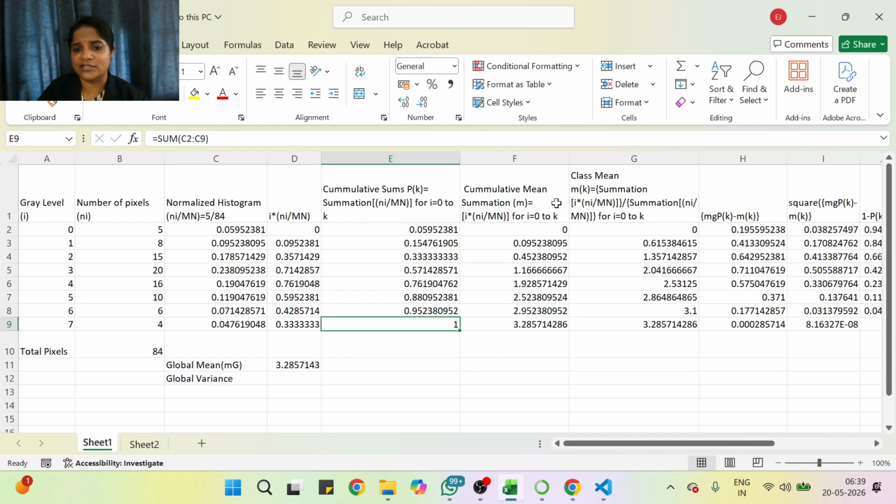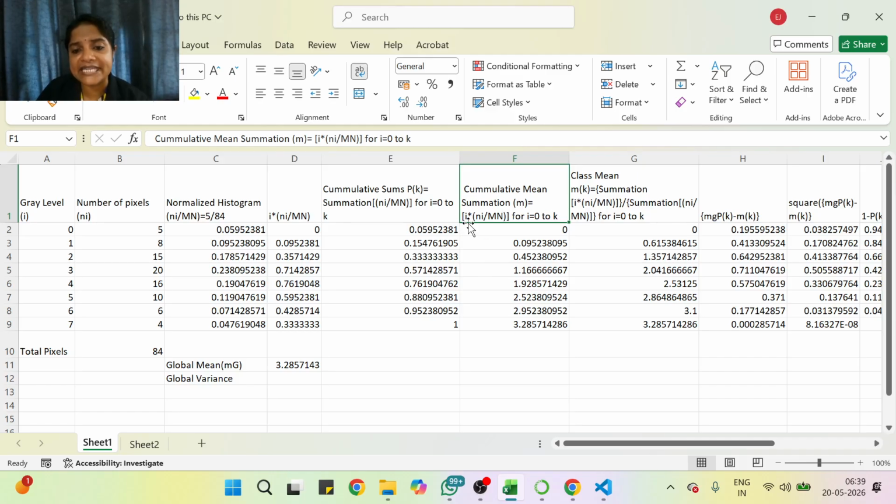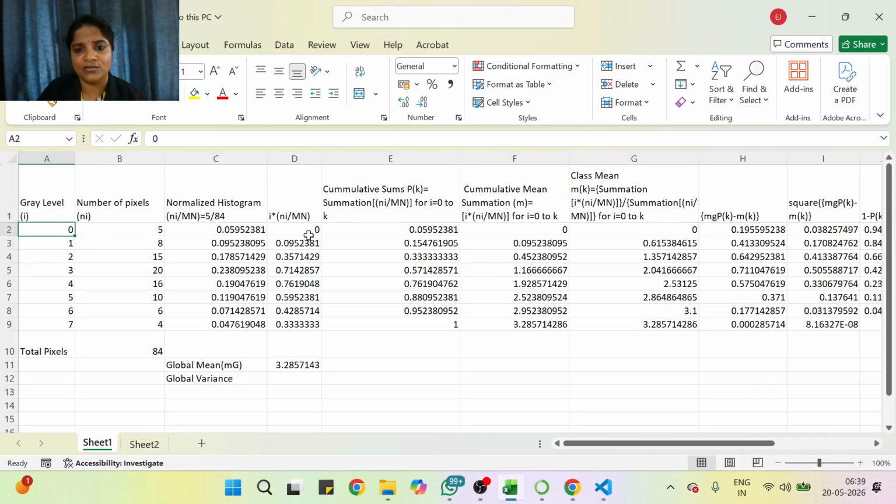The next step is to calculate the cumulative mean. So how do you calculate the cumulative mean? M is equal to I into Ni by N. Okay, what is I? I is your gray level value. What is Ni by Mn? Ni by Mn is your normalized histogram. So you multiply both and you get the cumulative mean of that particular class.